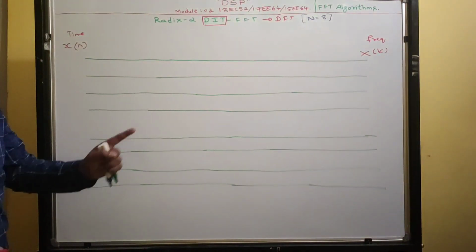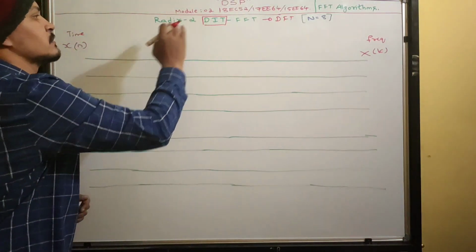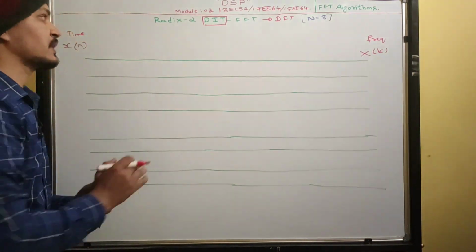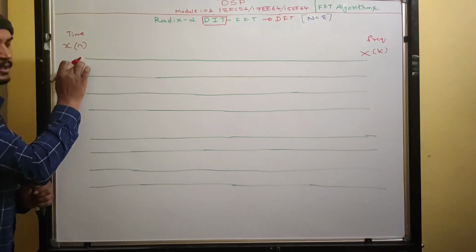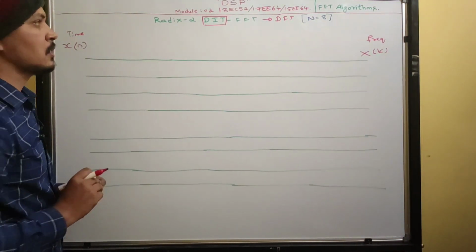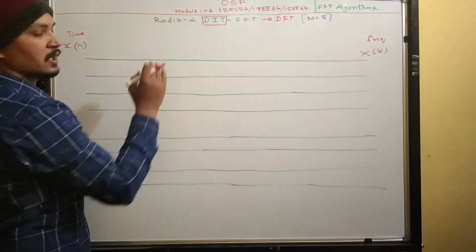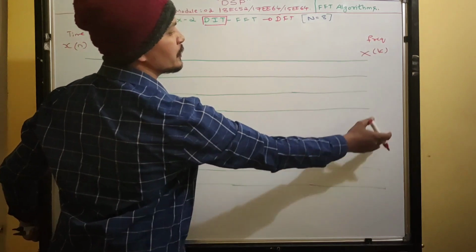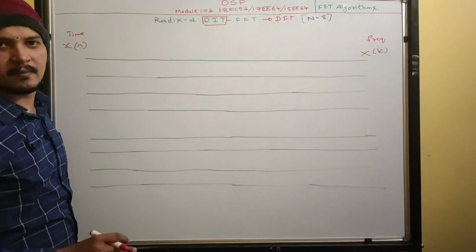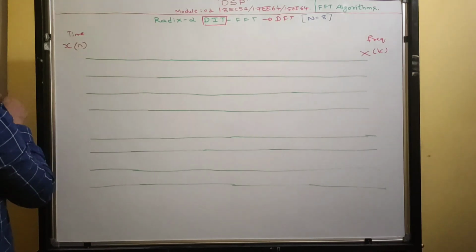But what have they given? Decimation. Decimation is for time. So whenever decimation is specified, you should write the time domain sequence in bit reversal order. Bit reversal order. Got it? Decimation in time. Suppose if it is decimation in frequency, then you write the output in bit reversal order. Okay, got it? Fine. So what is the bit reversal order?